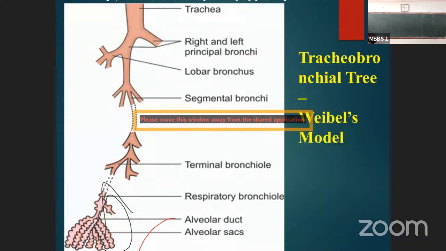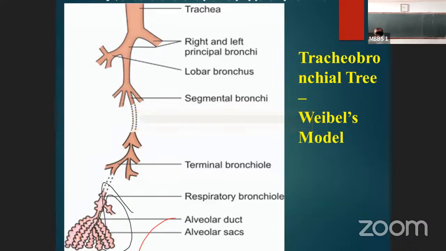Now, this is the right and left bronchi. This is the right bronchus. This is the left bronchus. When the trachea gets divided into two, each one is a bronchus. These bronchi are called the principal bronchi. Now, each principal bronchus gets divided into parts called the lobar bronchi.